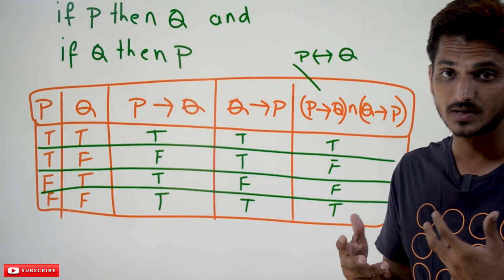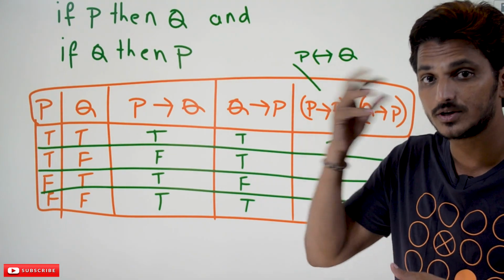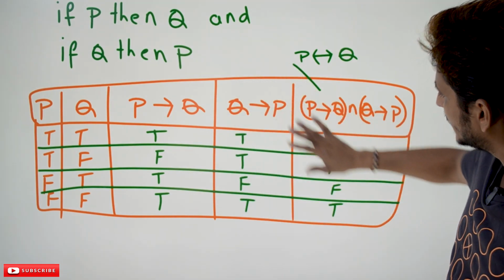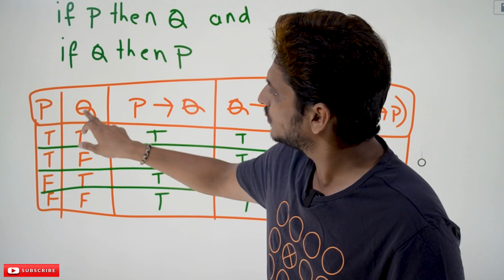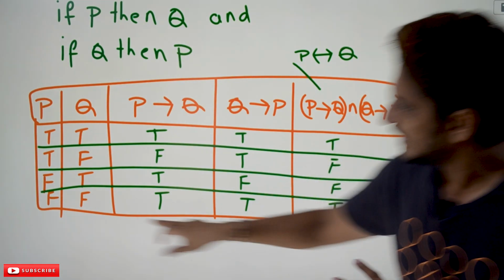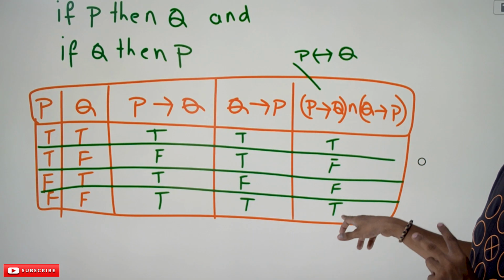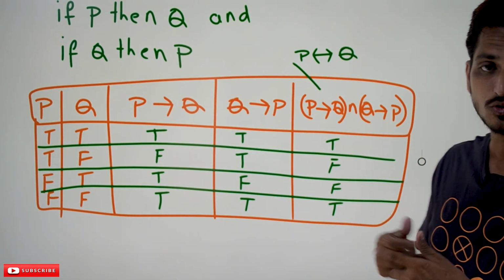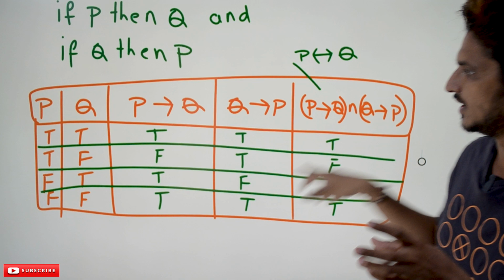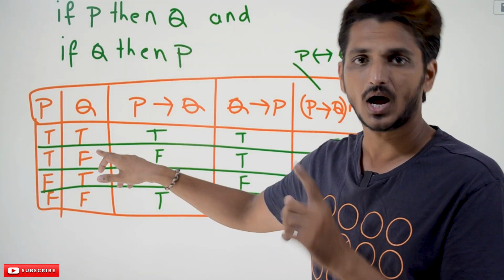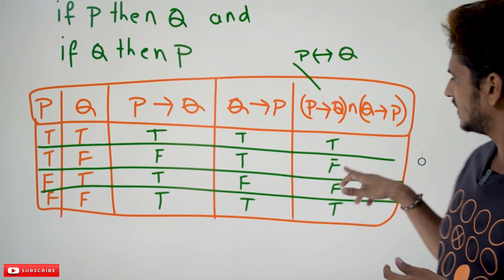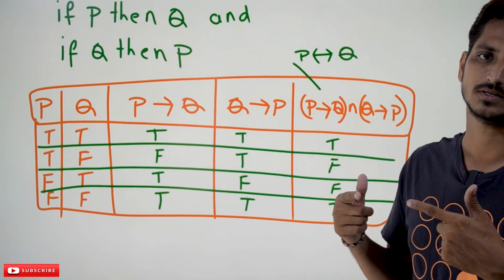Just for remembrance purposes, when is P double implies Q true, and when is it false? By looking at this truth table, we can understand that if the P and Q values are true and true, both are the same, then our output is true. False and false, both are the same, our output is true. Means the double implies is true if both the P and Q values are the same. T and F, one is true, the other is false. If the truth values are opposite, different, then it is going to be false.